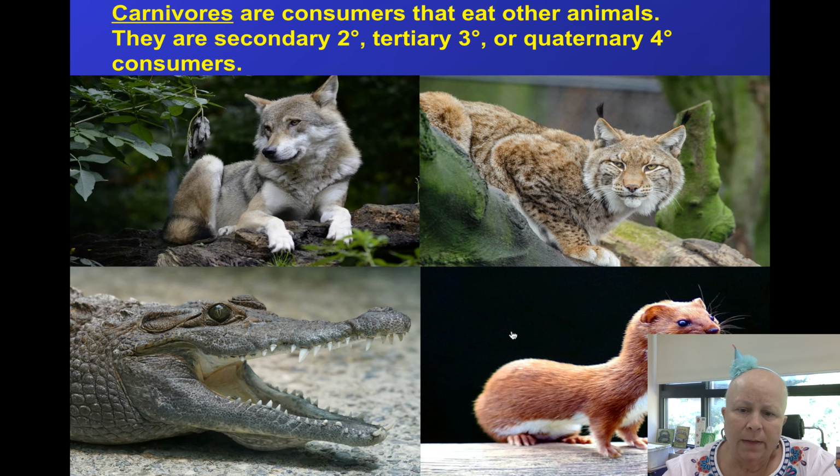Okay, then there are the carnivores. Carnivores are consumers that eat other animals. They are meat eaters, right? So they are secondary, tertiary, or quaternary consumers, second, third, or fourth level consumers, like this wolf, crocodile. This is a lynx or a bobcat. I'm not quite sure which one. A weasel. So these are all carnivores that are consumers that eat other animals.